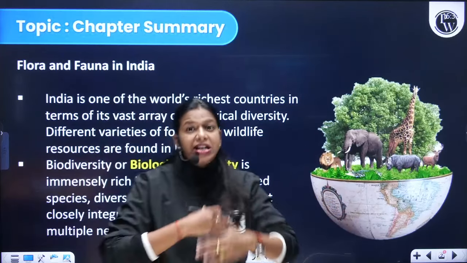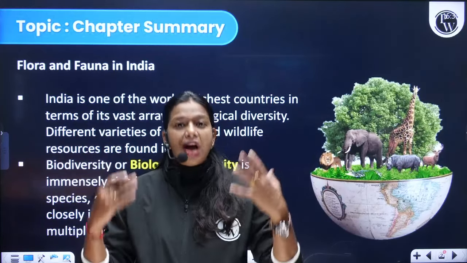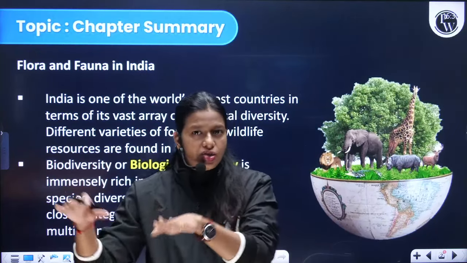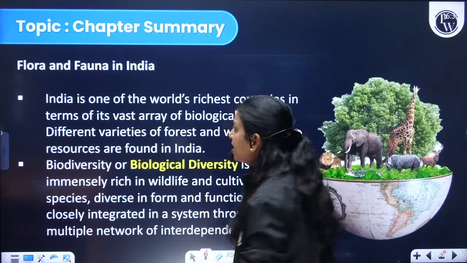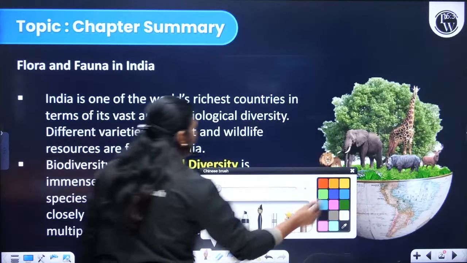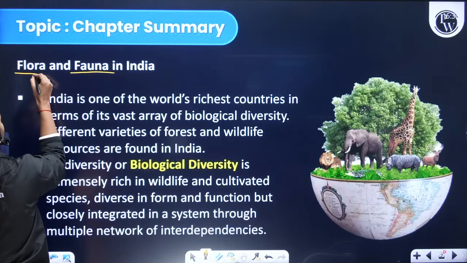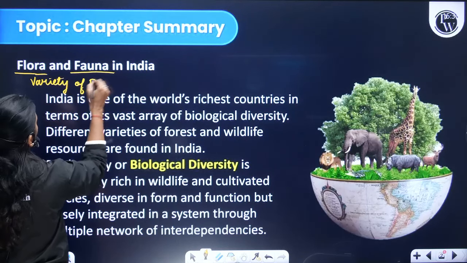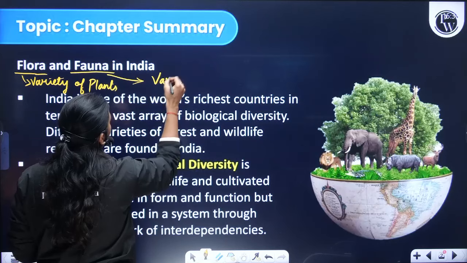As I said, and I've been continuously saying, that we are in class 10th. Our level of understanding has increased. Our maturity level has increased. Now the syllabus is telling you to understand the situation, right? As I said, in nationalism in India. So here we have a chapter summary of natural vegetation and wildlife, flora and fauna in India. These two terms, a lot of kids get confused in these terms. Sorry, forest and wildlife resources. I took a wrong name. Flora means a variety of plants, fauna means variety of animals.